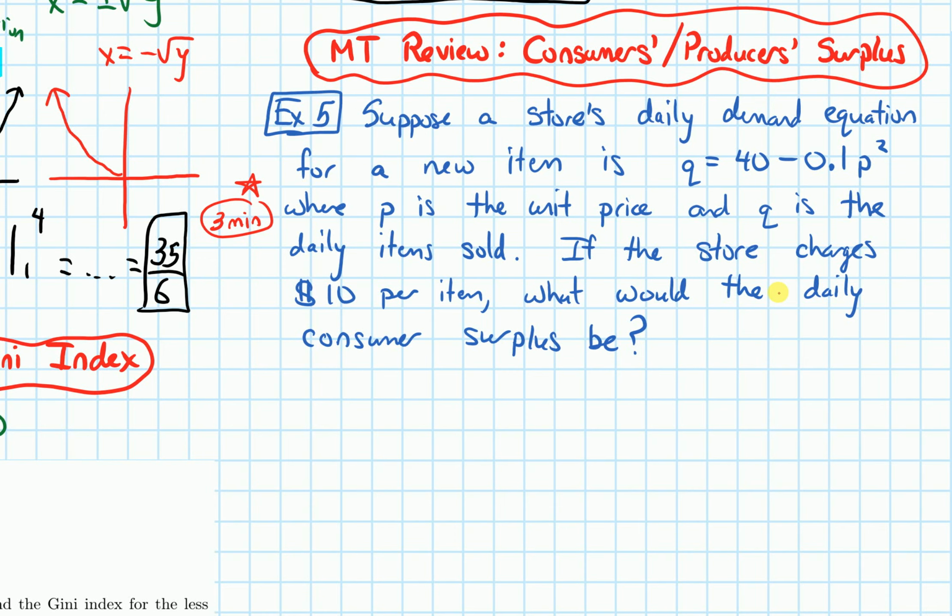In this video, we are continuing our midterm review and focusing on consumers and producers surplus. So the example I want to look at is the following. Suppose a store's daily demand equation for a new item is Q equals 40 minus 0.1 P squared, where P is the unit price and Q is the daily item sold. If the store charges $10 per item, what would the daily consumer surplus be?